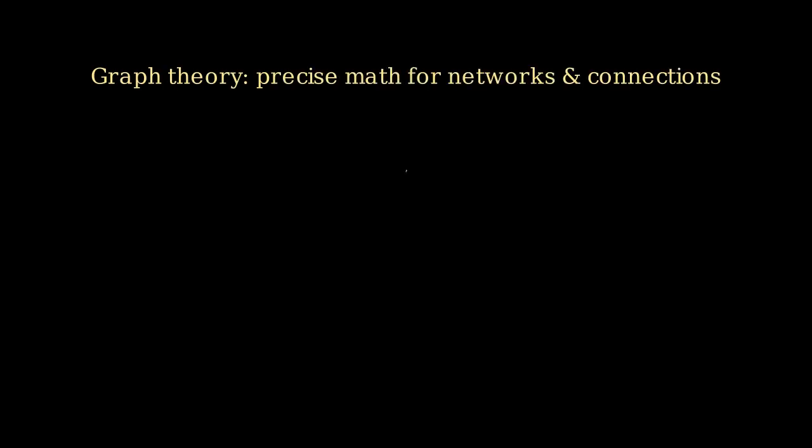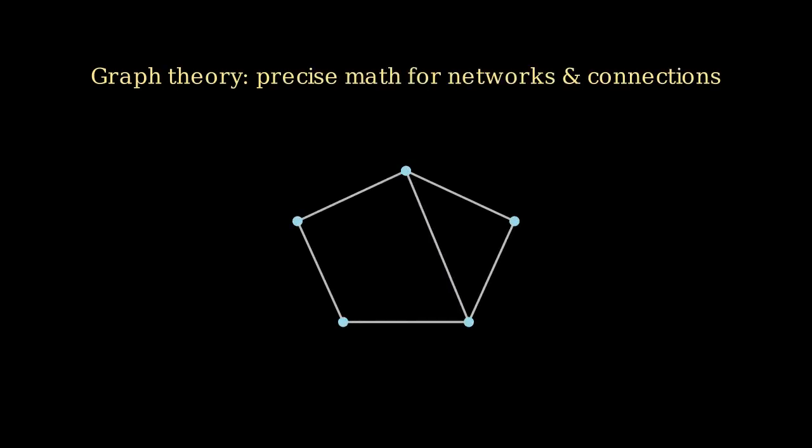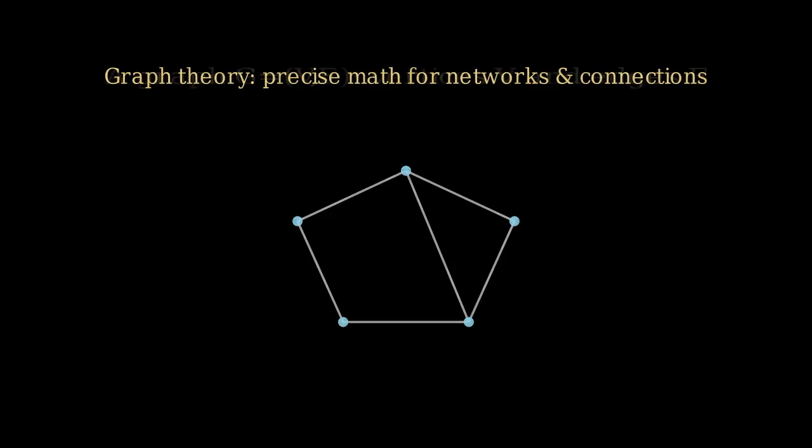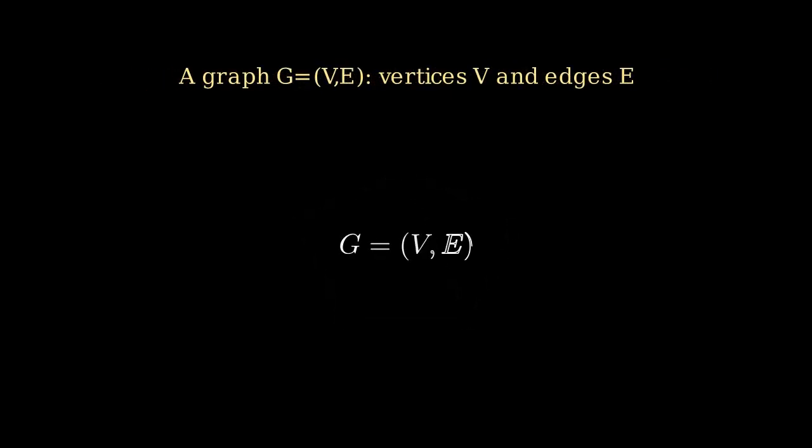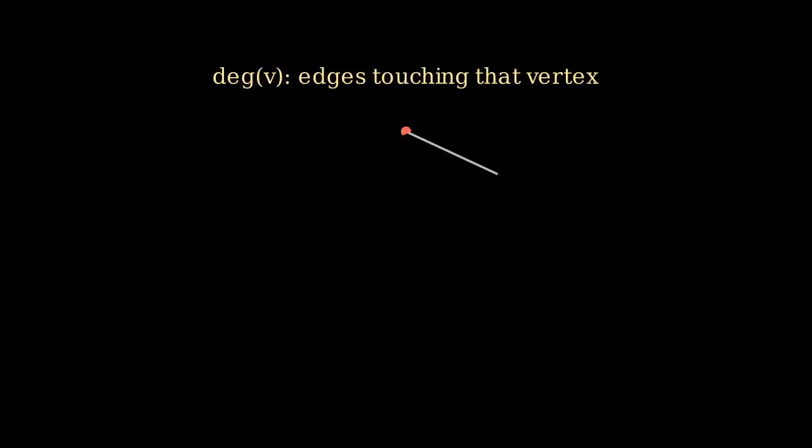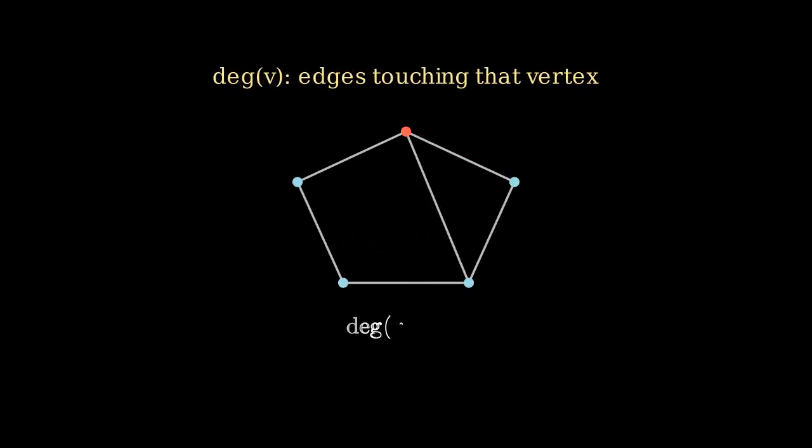Graph theory turns networks, roads, friendships, circuits into precise mathematical objects you can prove things about. A graph written G = (V, E) is just a set of vertices V, the dots, and a set of edges E, the lines connecting pairs of those dots. The degree of a vertex v, written deg(v), counts how many edges touch that vertex.